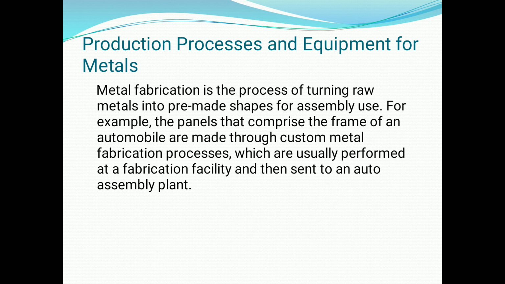Today we are going to learn a topic: production processes and equipment for metal. Production process is the process of turning raw metal into pre-made shape for assembly use. For example, the panels that comprise the frame of an automobile are made through custom metal fabrication processes, which are usually performed at a fabrication facility and then sent to an auto assembly plant.